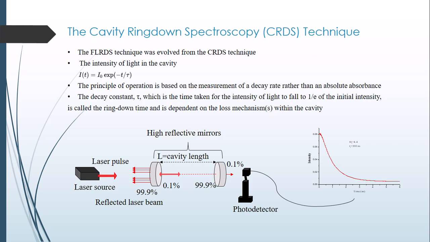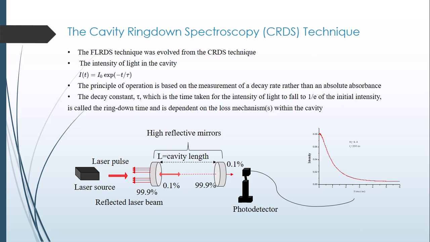This is the cavity ringdown spectroscopy technique based on two highly reflective mirrors. FLRDS, our used technique, evolved from the cavity ringdown spectroscopy technique. The intensity of light in the cavity changes exponentially. The principle of operation is based on the measurement of a decay rate rather than an absolute absorbance. The decay constant tau, which is the time taken for the intensity of light to fall to 1 over e of the initial intensity, is called the ringdown time, which is our key parameter to measure. It is dependent on the loss mechanism within the cavity.